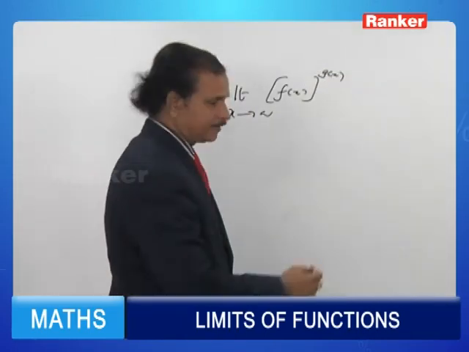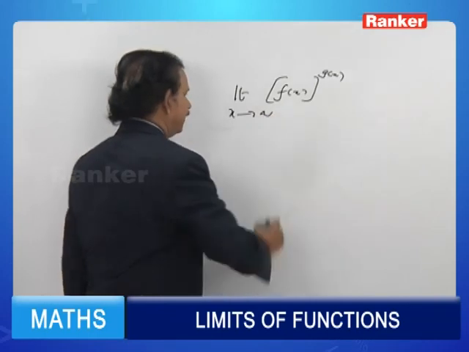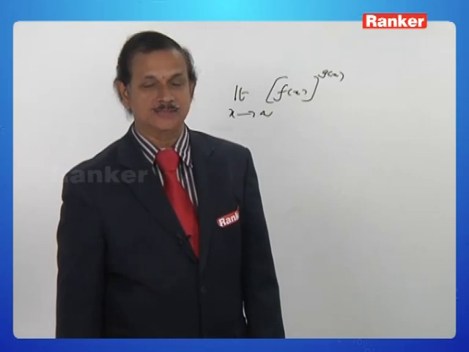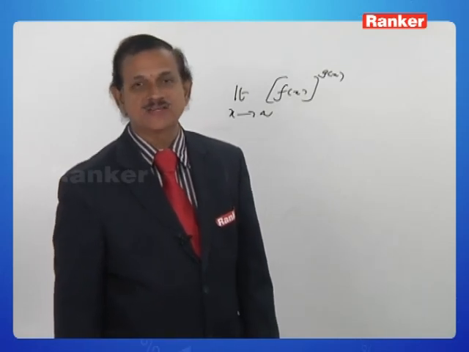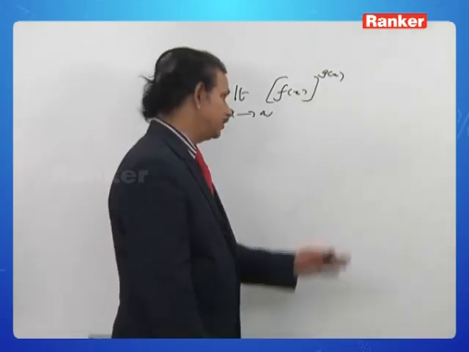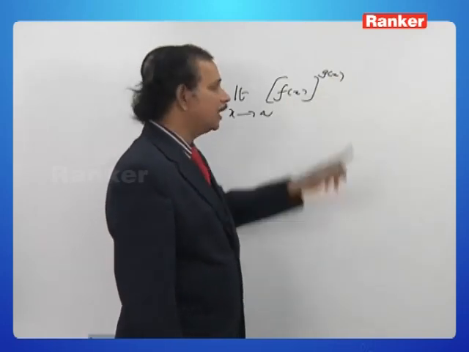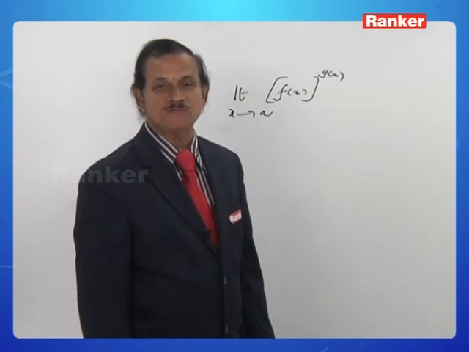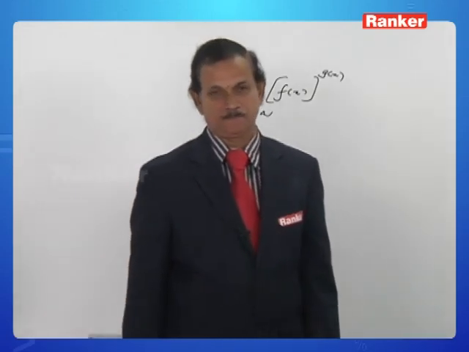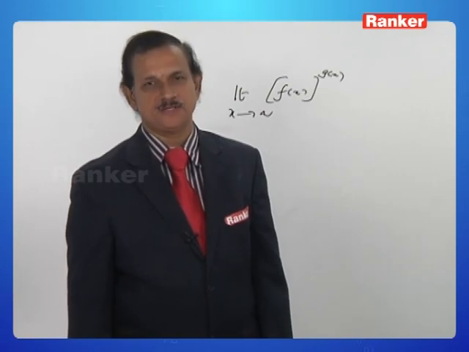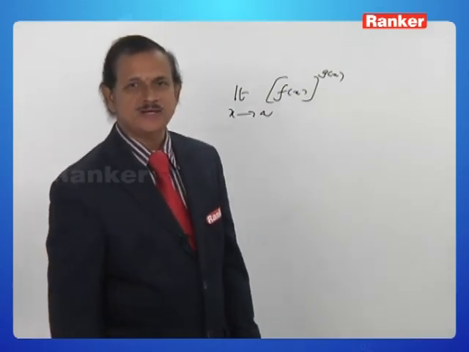suppose a limit like limit as x tends to a of f of x whole power g of x is given to us, which actually takes the shape of 1 power infinity. That is, limit as x tends to a of f of x is 1 and limit as x tends to a of g of x is infinity. 1 power infinity. Then what can we say?